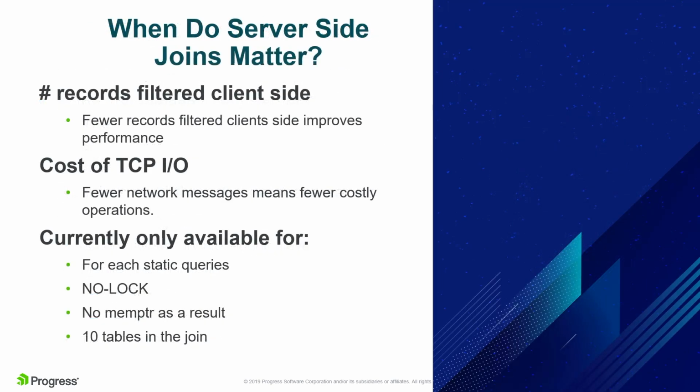Why do server-side joins matter? Well, we found that having to filter fewer records on the client side improved client performance. Also, since we're sending and receiving fewer messages between the client and the server, there is a reduction in costly TCP I/O operations. In version 12, this feature is only available for FOR EACH static queries that are no-lock. The query also can't involve MEMPTRs, and it supports a maximum of 10 tables in the join. Additional functionality will become available in subsequent releases.